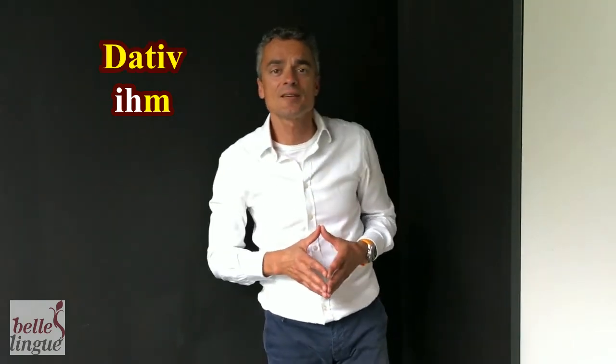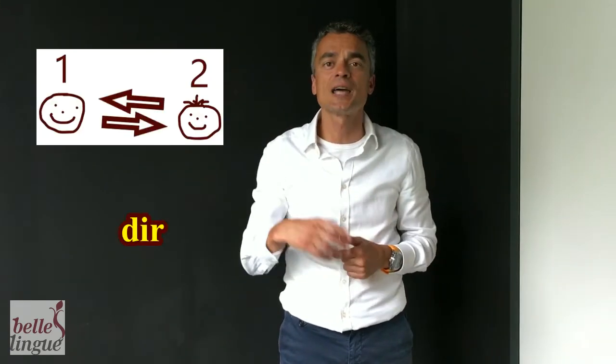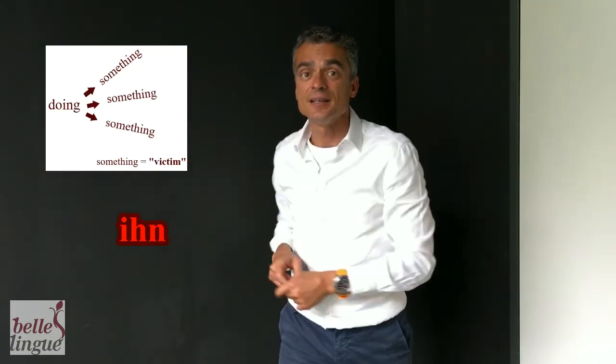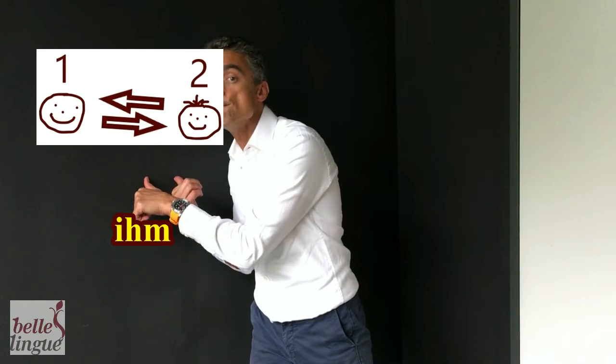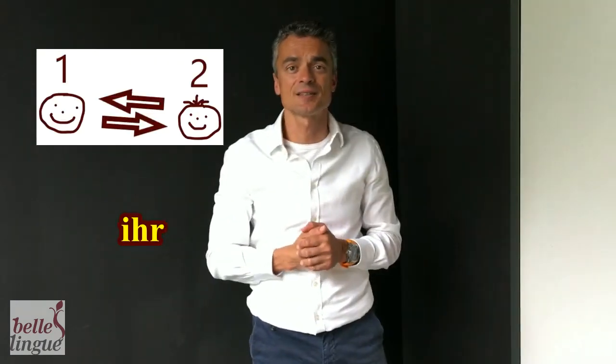So let's have a look. Ich sehe dich is I see you, but I will write to you, ich schreibe dir. Ich sehe ihn, ich schreibe ihm. Ich sehe sie, I see her, it's the Akkusativ. Ich schreibe ihr. That's it.